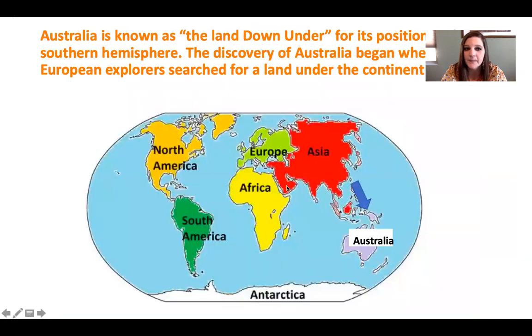Let's find out. Australia is known as the land down under for its position in the southern hemisphere, okay? And the discovery of Australia began when the European explorers searched for a land under the continent Asia. So here's Asia, and it's under Asia. And so when they discovered Australia, it's under Asia, and here's Australia. So that is why it's called the land down under, because it's down underneath Asia, okay? So that's a little interesting fact for you.